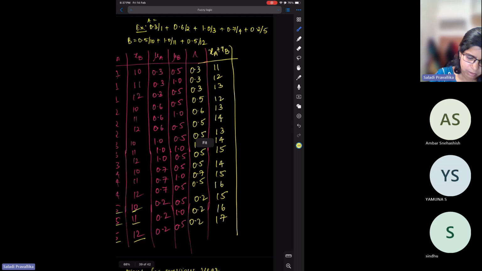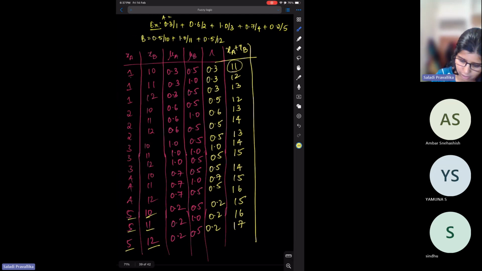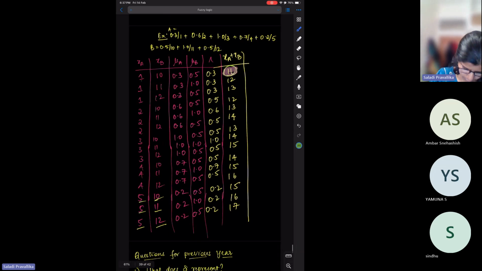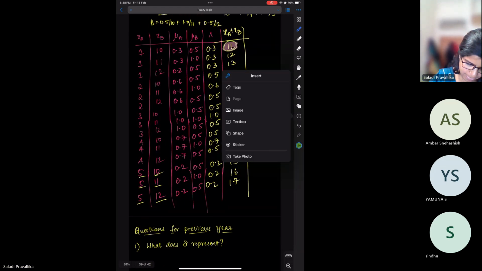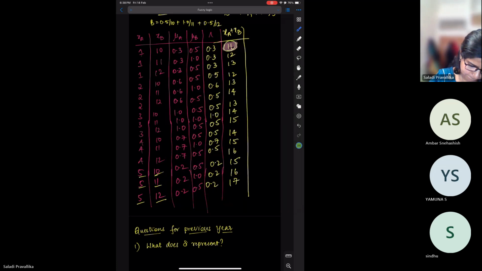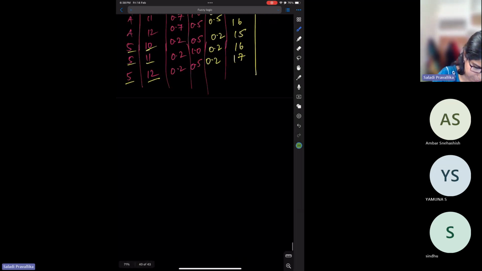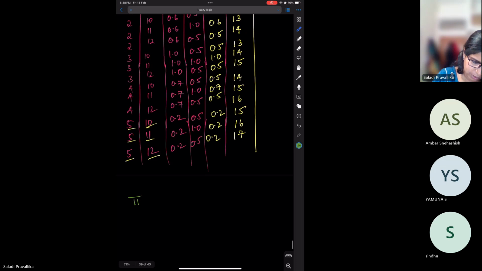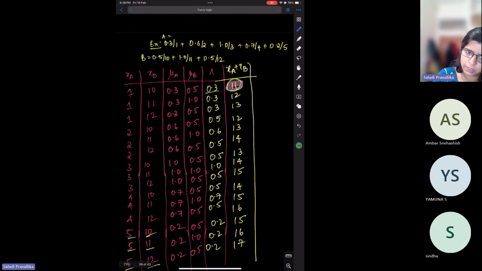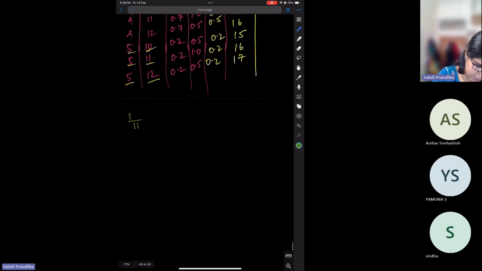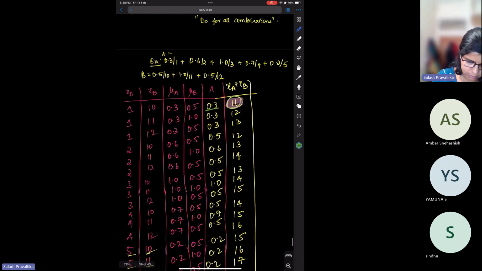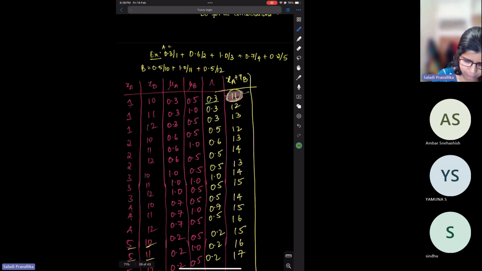So now let us take 11s, all 11s. Let's go for a different color. 11 is here. Any other 11s? None. Okay. So at one point side, we have 11. And what is the corresponding value of 11? 0.3. We'll write 0.3 plus. Okay, 11 is done. So we'll just cut it off.